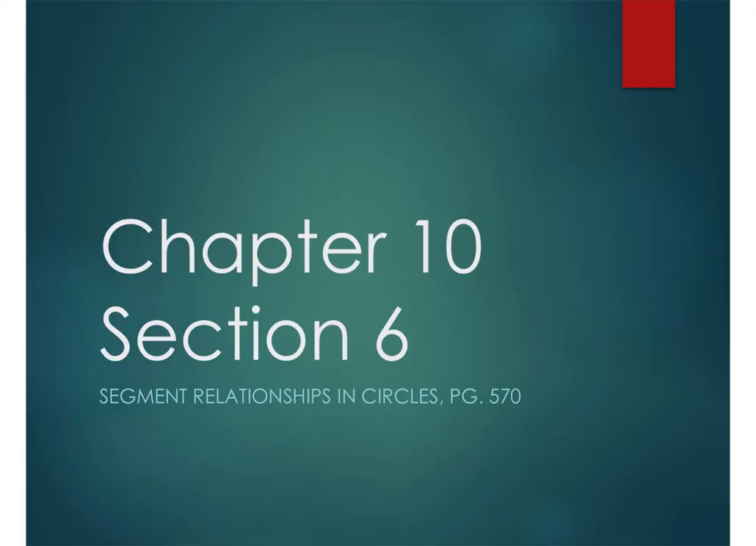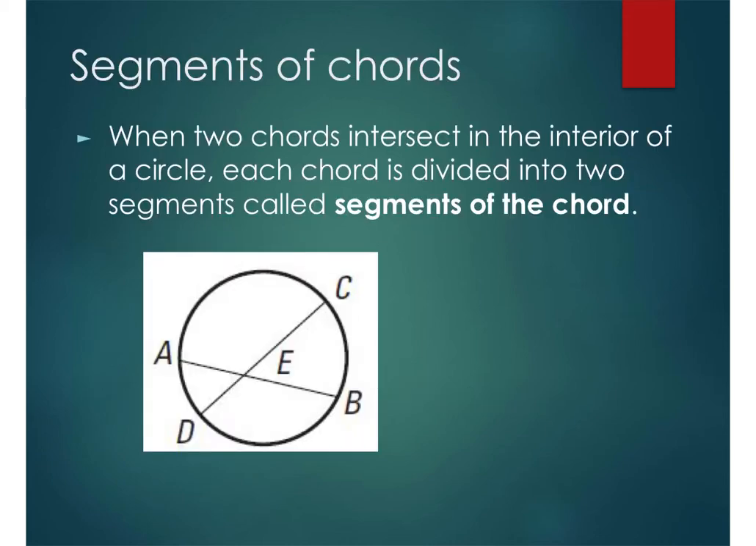All right, chapter 10, section 6, segment relationships in circles. Please, please, please highlight, underline, whatever you need to do. Segment relationships, okay? We're not going to be talking about angles in this section. We're going to be talking about segments, okay? So it's literally the length of the segment, okay? And the first one is super, super easy, okay?